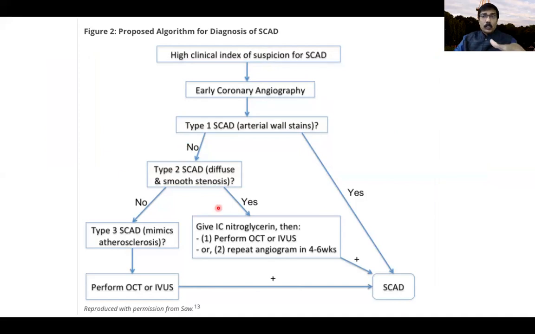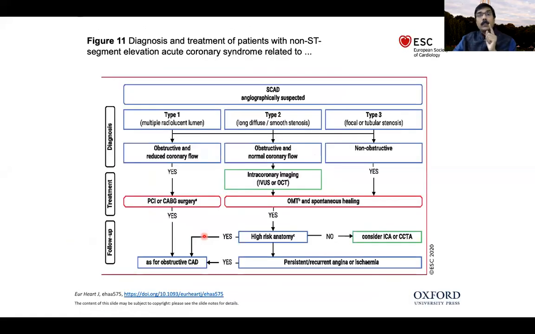Now, if you have a smooth stenosis and you still suspect a SCAD, you can give nitroglycerin and very carefully perform an IVUS or an OCT. OCT is more useful. But remember, if you're going to do this, give nitroglycerin and use it with caution, because if you are careless, you can propagate the dissection and create more problems. So use it very, very carefully. OCT is going to be a very useful tool.